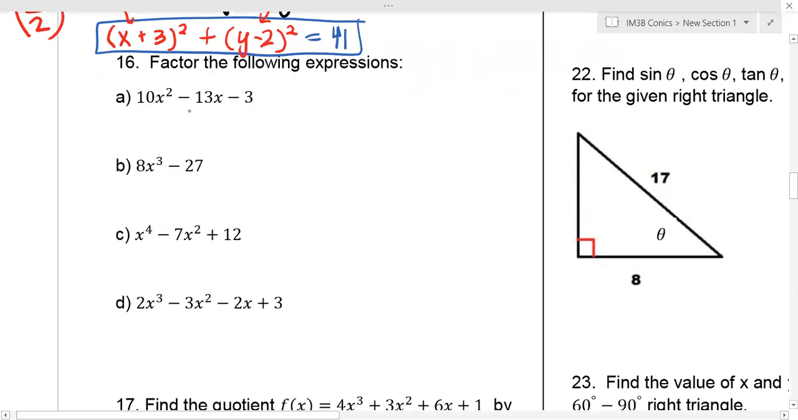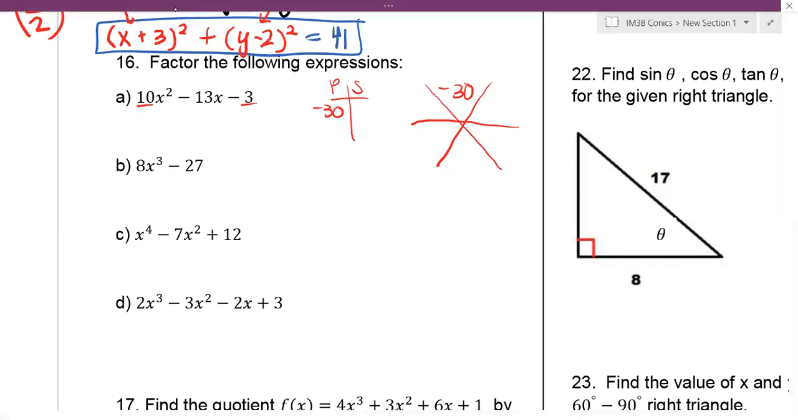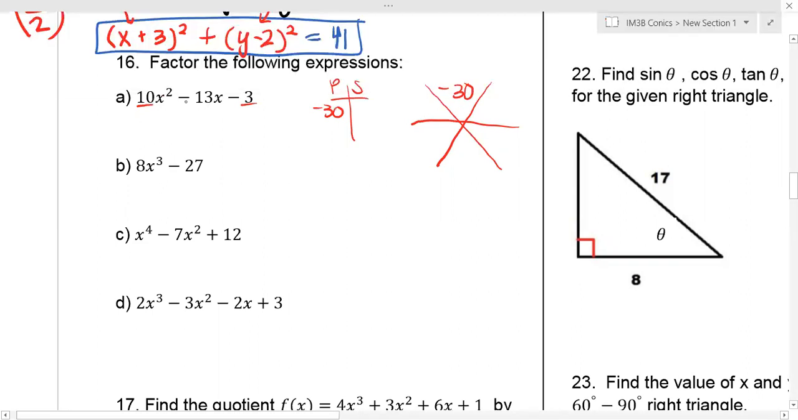So remember, when A isn't 1, we're using the star method or a product sum chart where we have to multiply A times C. So 10 times -3 gives us -30, and that goes in the product area. And then in the sum area, we need two factors that add to -13. And so notice that 10 and -3 won't work. 10 plus -3 is +7.